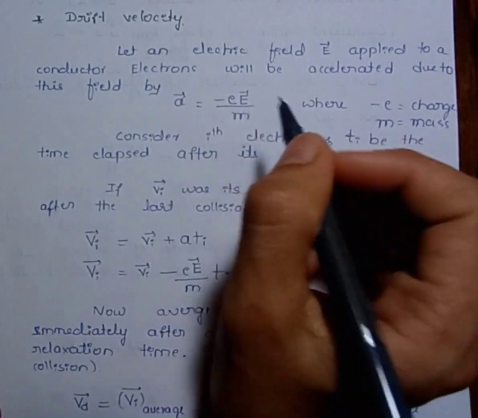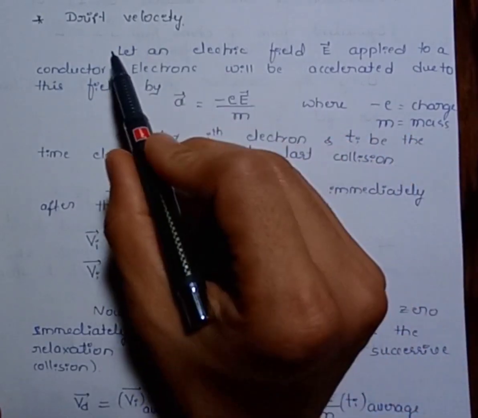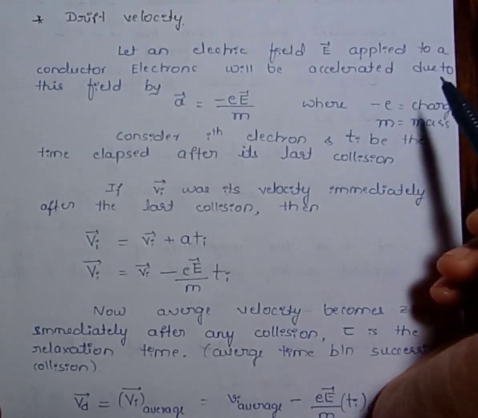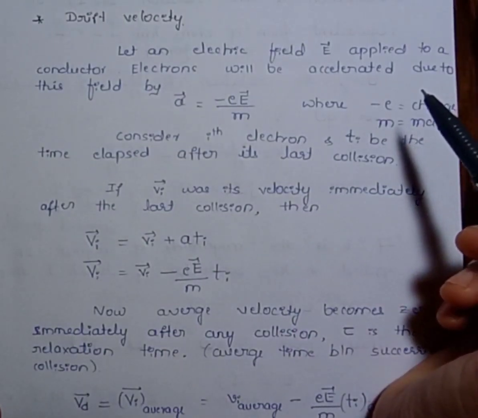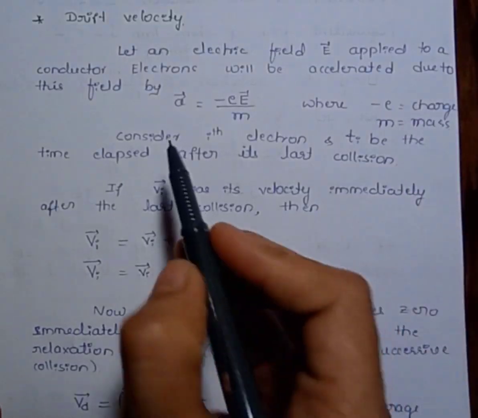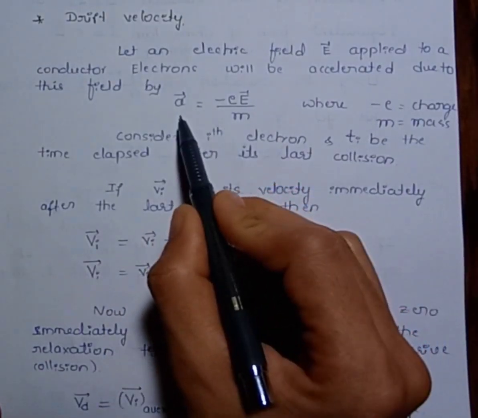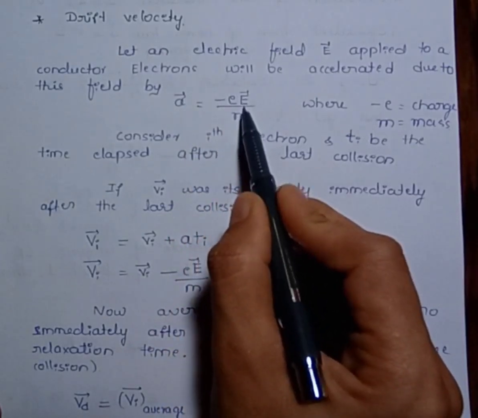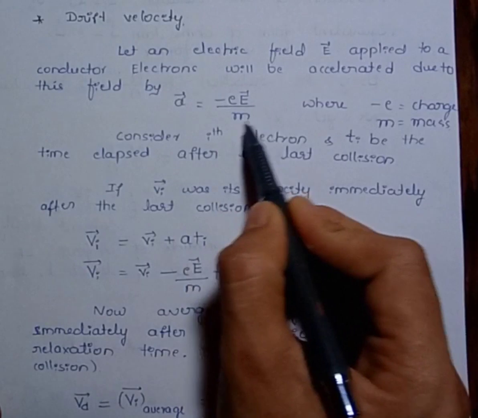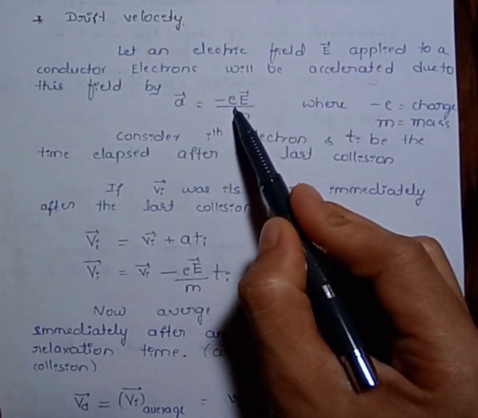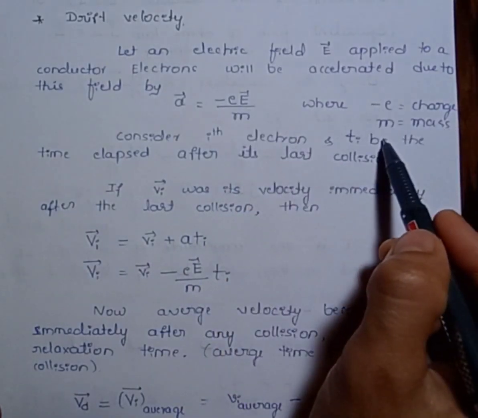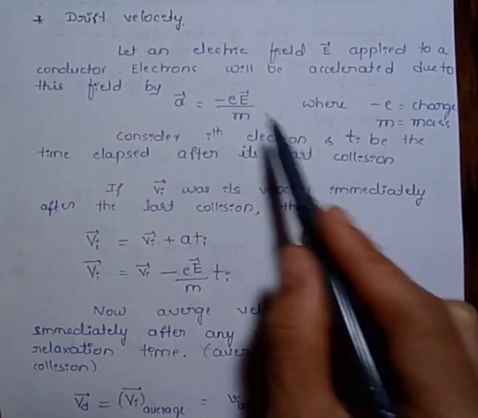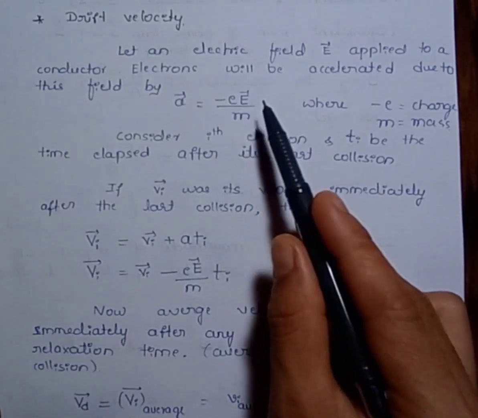Now we can derive the expression for drift velocity. Let us consider an electric field E which is applied to a conductor. Then what happens? Electrons will be accelerated due to this field. Therefore, acceleration a is equal to minus e into capital E divided by m. Here minus e gives the charge of that electron, m gives the mass of that electron, and E gives the electric field.